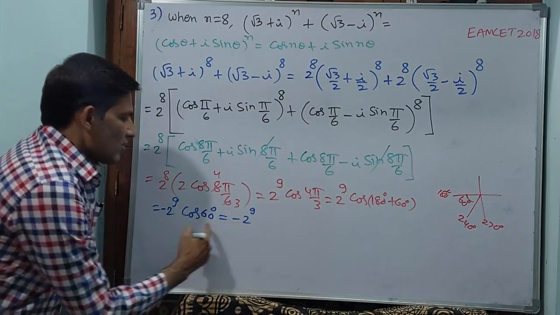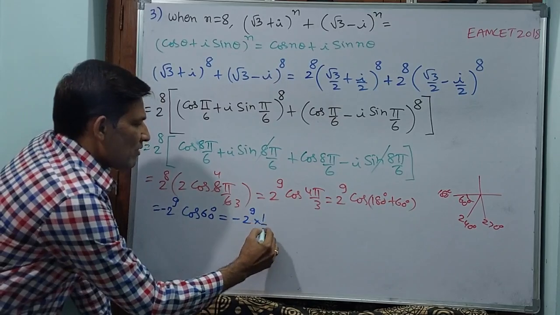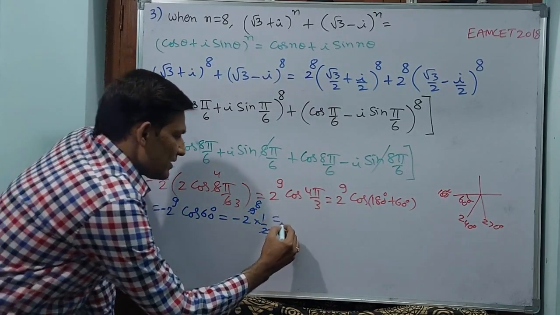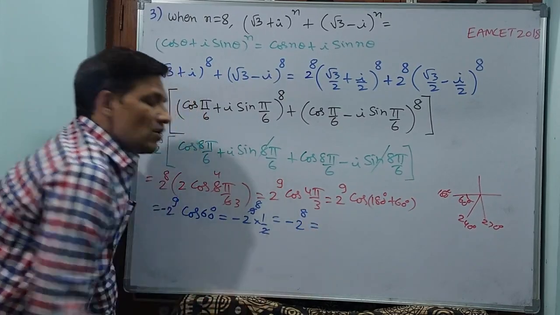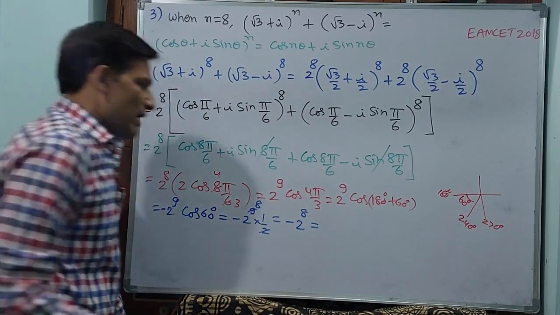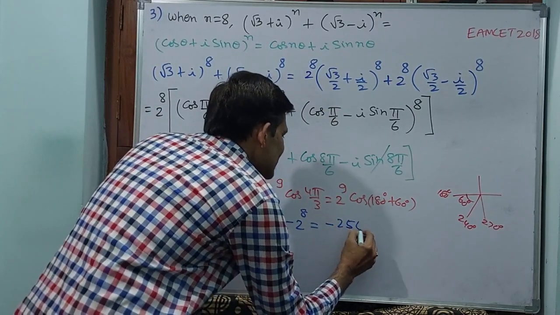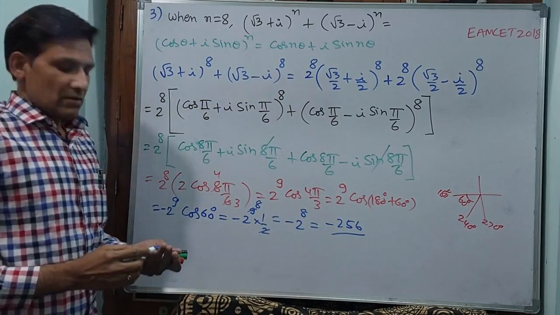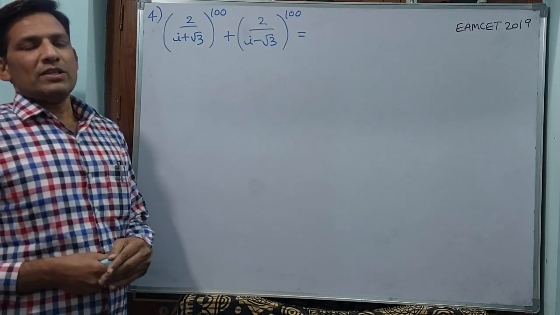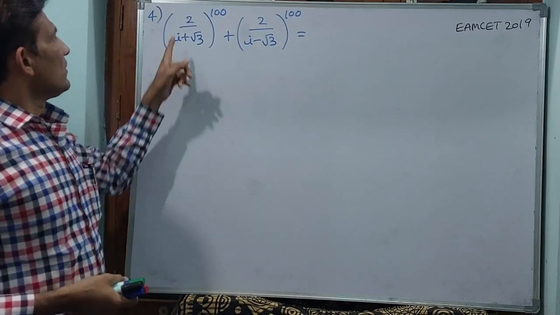Minus 2 power 9 cos 60, and cos 60 means 1 by 2. So 2 power 9 into 1 by 2, this 2 will make it 2 power 8. Minus 2 power 8. 2 power 8 is how much? 2 power 8 is 16 into 16, 256. Minus 256. You understand this question? Okay. Let us go for the fourth question. Okay, see, fourth question now.